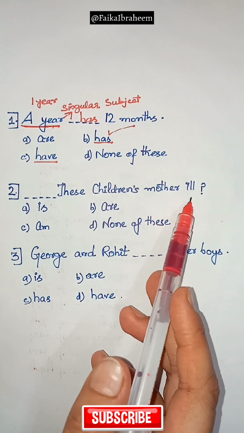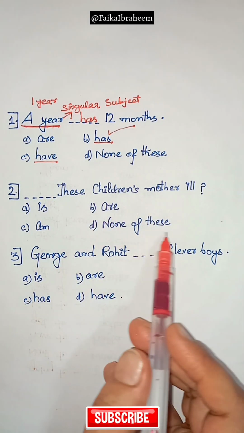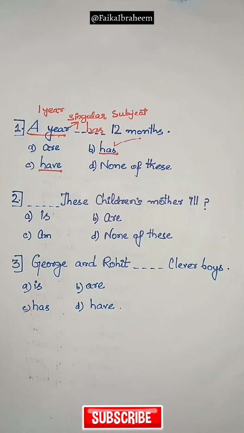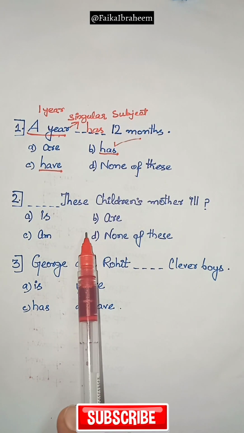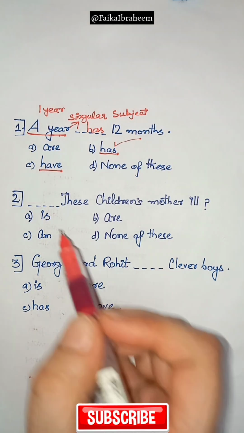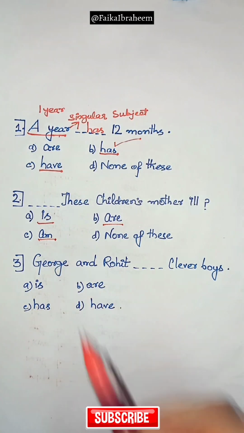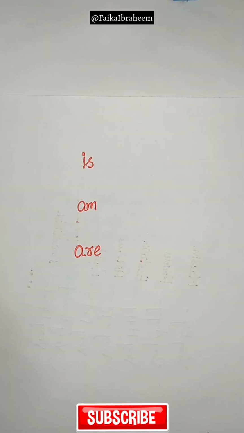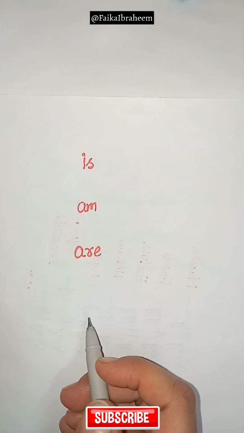Blank the children's mother ill. These are the choices. So, what do you think is the right answer for this? So, here you need to understand the difference between is, am, or are. See what it is.